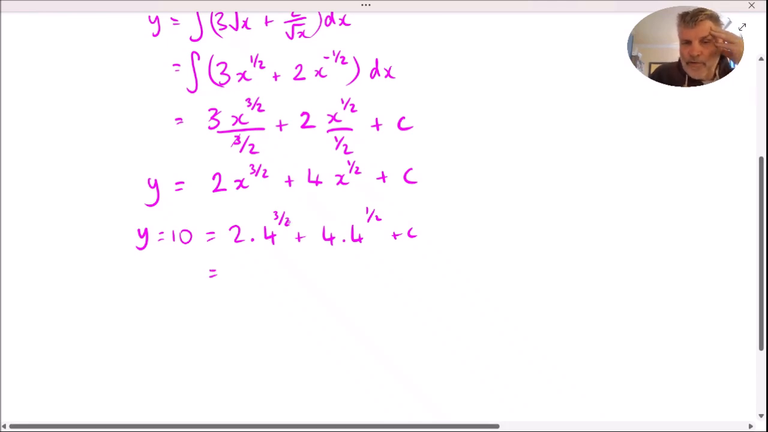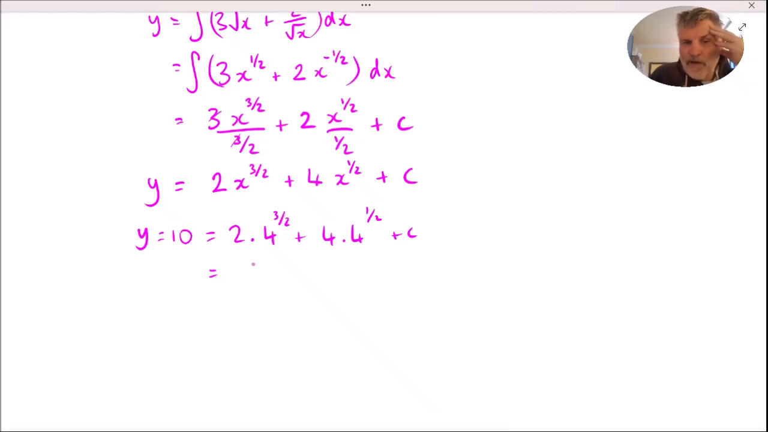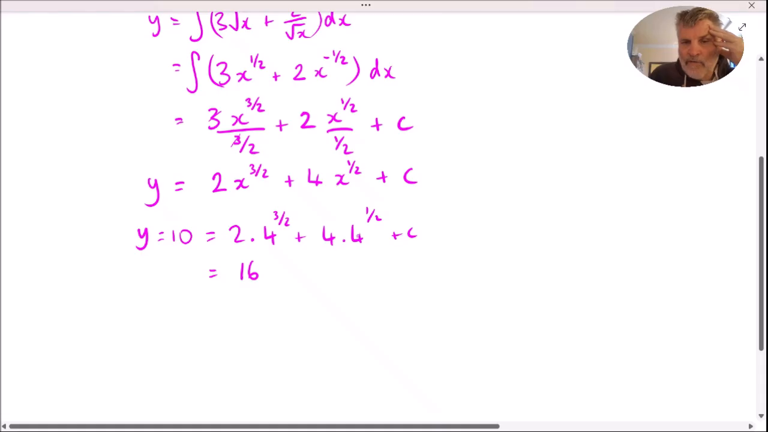This is 4, square root is 2, to the power of 3 is 8. 2 8s are 16. 4 square root is 2. 2 4s are 8 plus c. So we've got this. That means c is going to be, this is 24. Take that off, it's going to be negative 14.